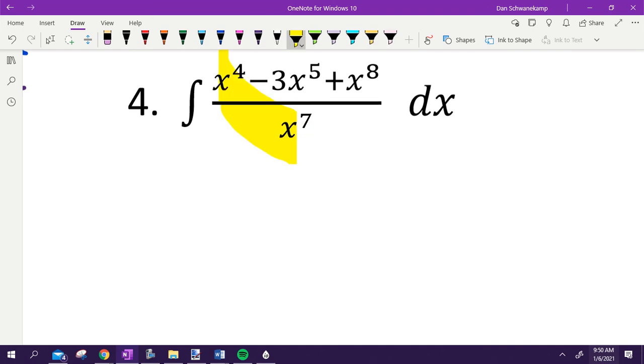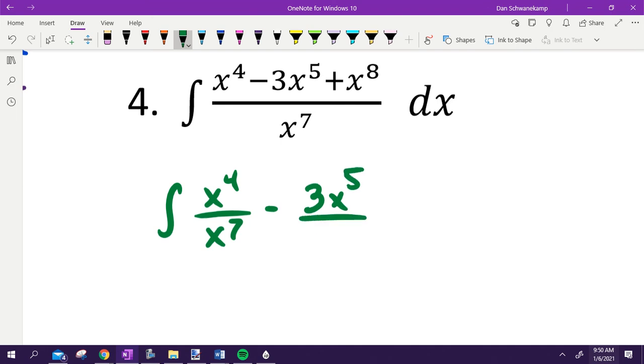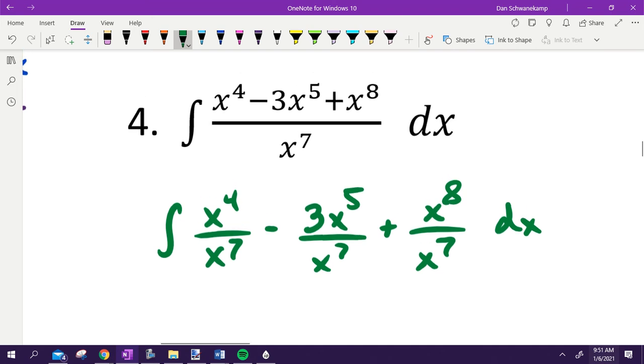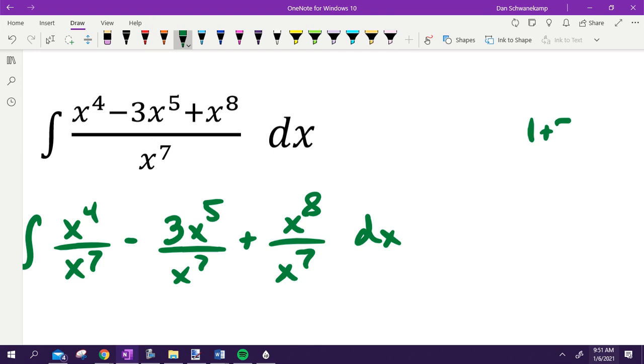Here's what I mean by that. You're going to rewrite it so that it's each part over x to the 7th. So for example, I can have x to the 4th over x to the 7th minus 3x to the 5th over x to the 7th. And then x to the 8th over x to the 7th. I just split the fraction. That's still a true statement. I just took all the parts and split them up. Just the same as if I had 1 plus 3 over 4, that would be the same thing as 1/4 plus 3/4. Oh, yeah, those are the same. That's why I can split that fraction if I just have a single term on bottom.